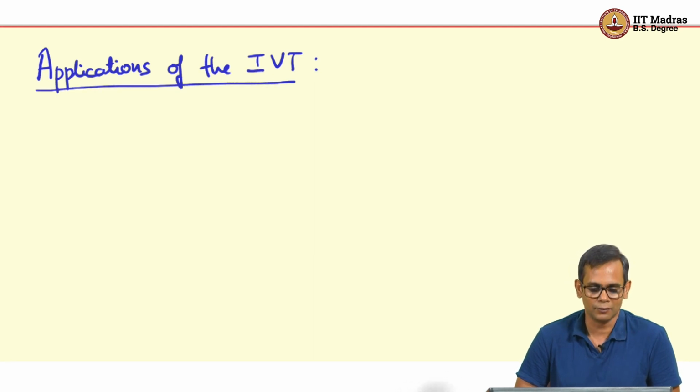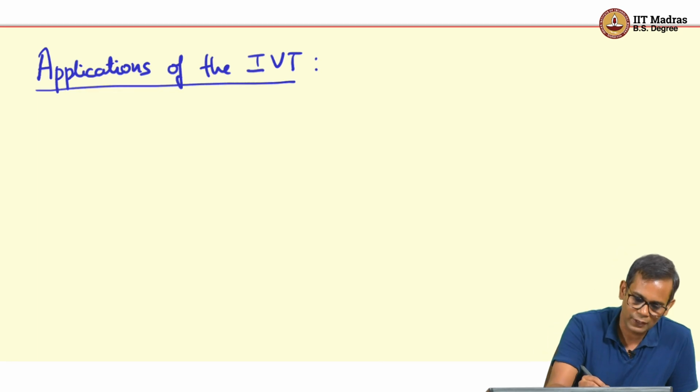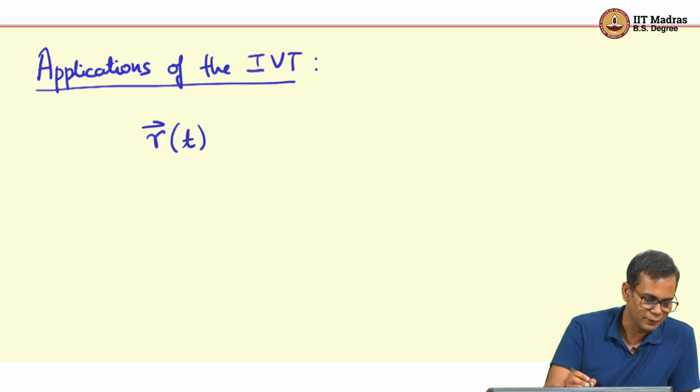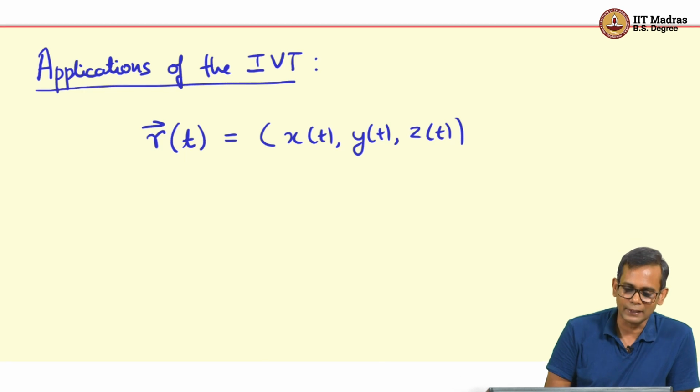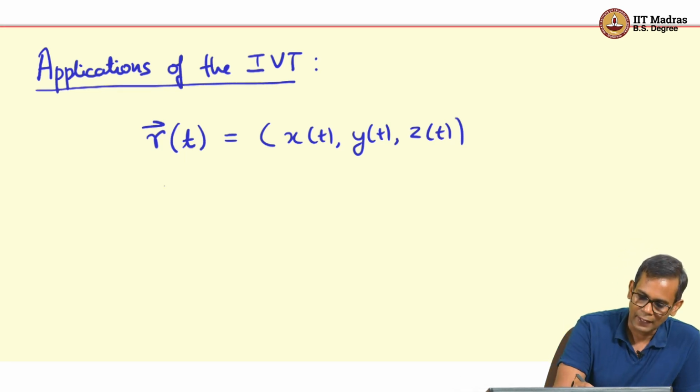Now, one important fact in physics is that if you have a physical particle with some mass, then its position as a function of time will always be a continuous function. So, if I call its position a vector r at time t, r(t), we could write it as the vector (x(t), y(t), z(t)). So, x, y, z are the coordinates of the particle at time t, then x, y, z are continuous functions.